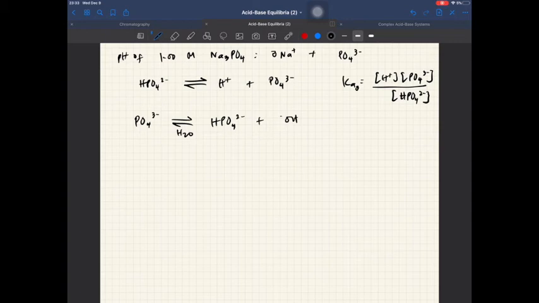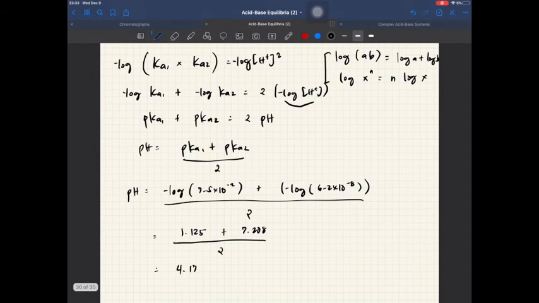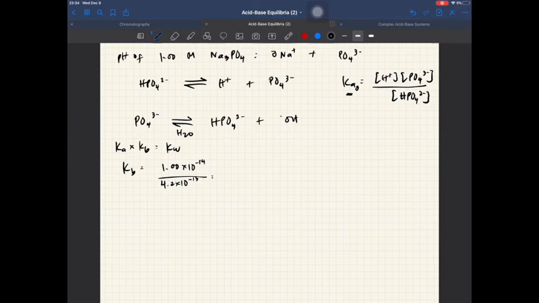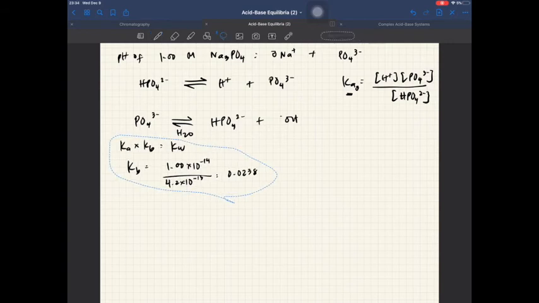So therefore, what is only involved here is just Ka3, but phosphate is a conjugate base, so therefore we need to calculate the Kb value. The Kb value can be calculated using this expression: Ka times Kb is equal to Kw. Therefore, Kb for phosphate is just equal to 1 times 10 to the negative 14 divided by the Ka value, which is equal to 4.2 times 10 to the negative 13. So therefore, the Kb value for the phosphate would be 0.0238.